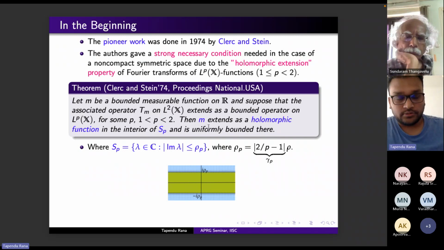So here the holomorphicity condition on S_p is absolutely necessary.